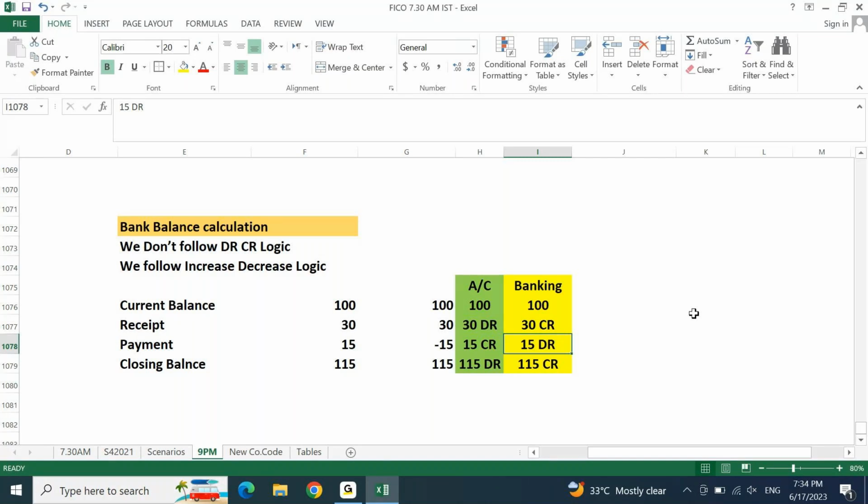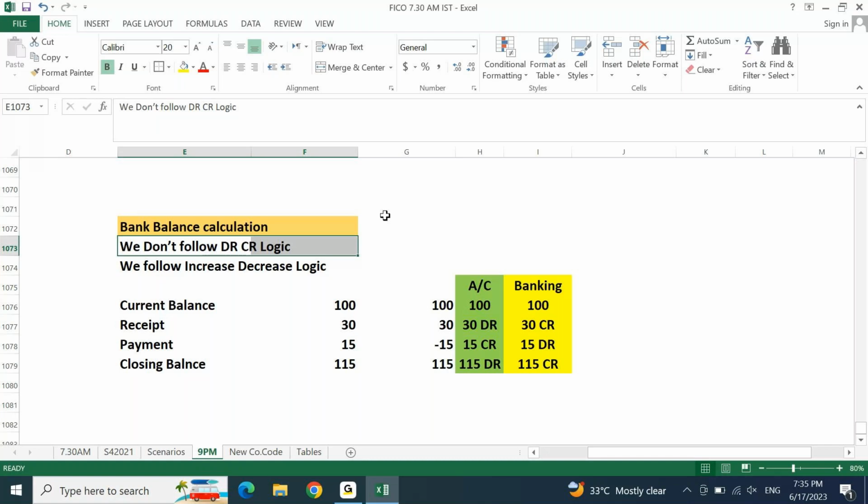This is confusing here. This is reverse. This is always coming reverse, debit credit. That is the reason we've mentioned a point here. We don't follow debit credit logic in bank balance calculation. Instead of debit credit logic, which logic will we use? We will be using increasing and decreasing logic.